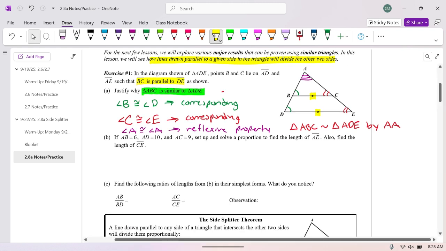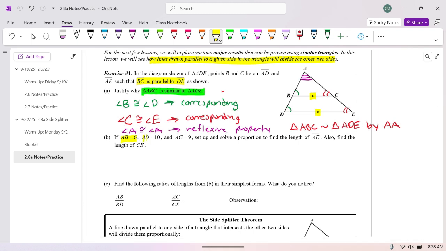Now, the next part says that side AB is equal to 6, side AD is 10, AC is 9. And it wants us to solve a proportion to find the lengths of AE and CE. So AB is 6, AD, this side right here, is 10, and AC is 9. And it wants us to find the length of AE, so we'll call that X, and CE, so we'll call that Y.